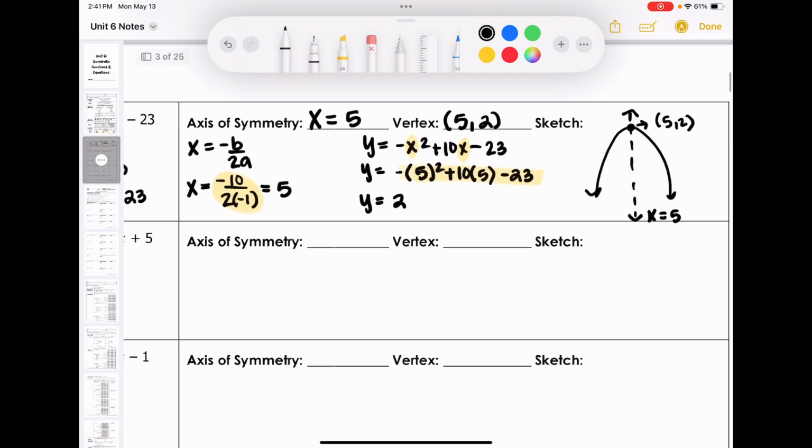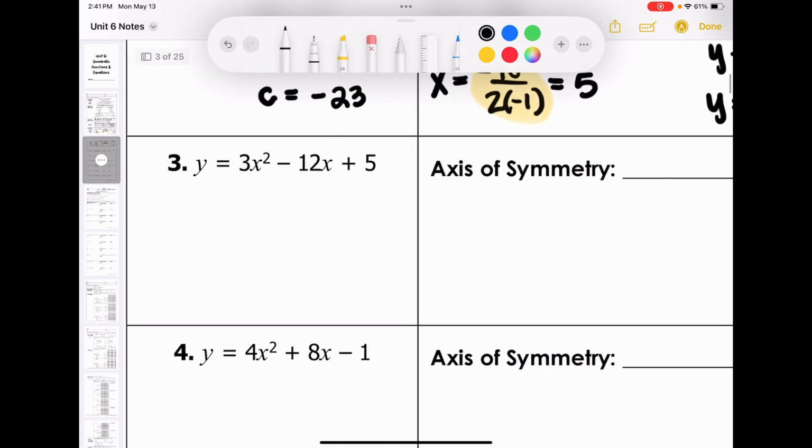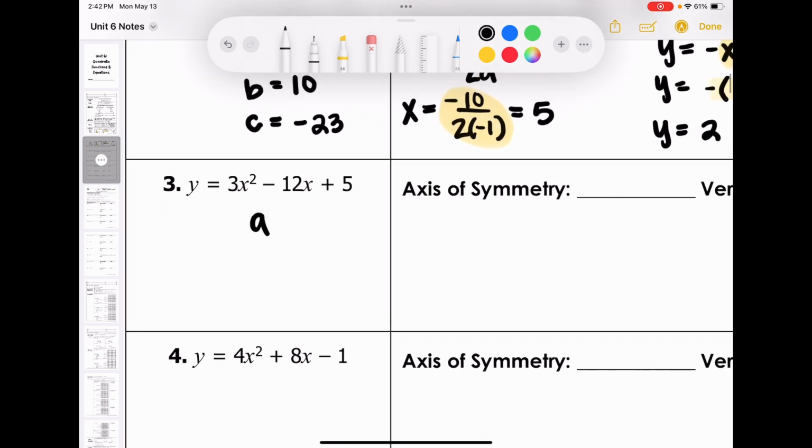All right, number 3. We're going to start out by labeling my A, my B, and my C. So my A sits next to x squared, which is 3. My B sits next to x, which is -12. And my C is a +5.